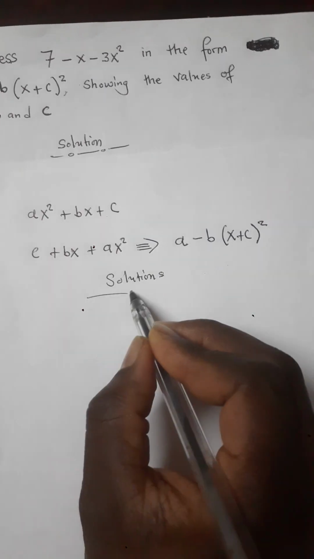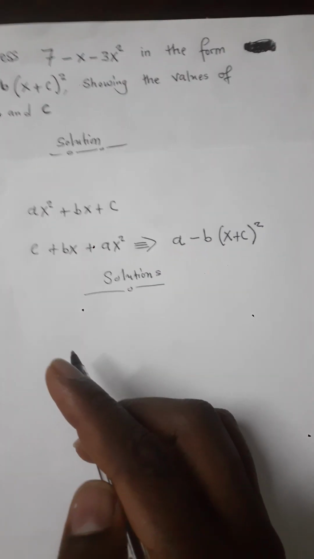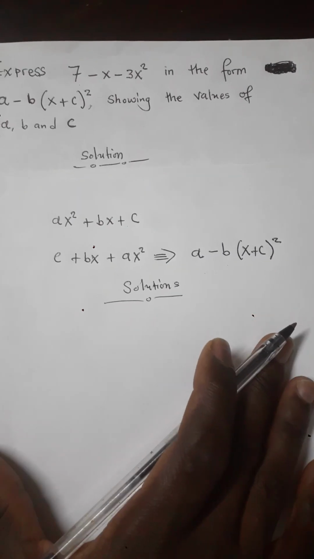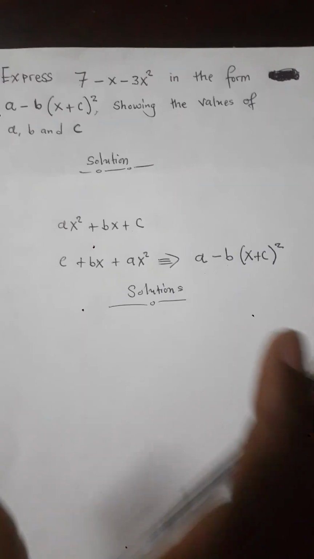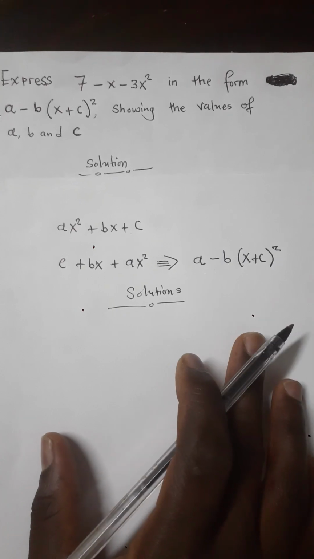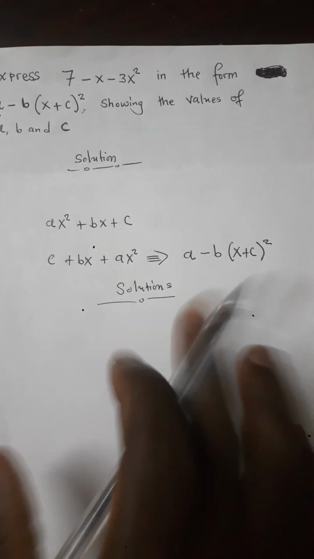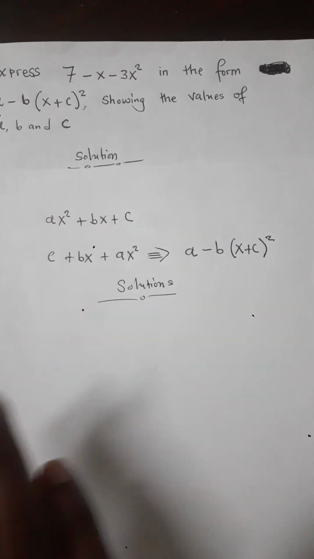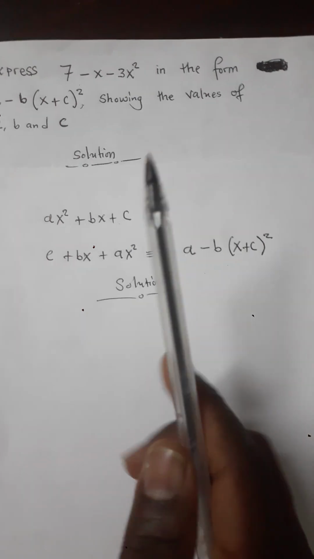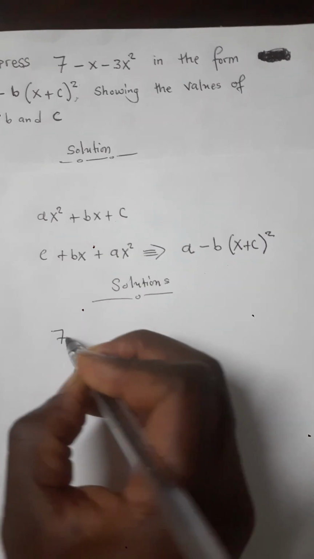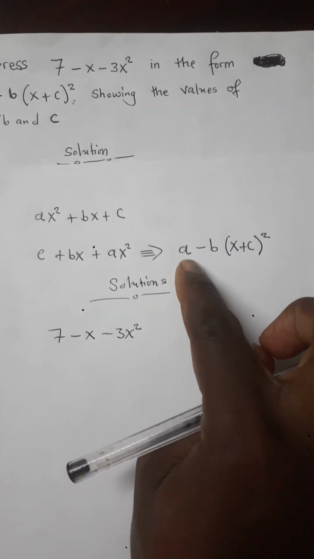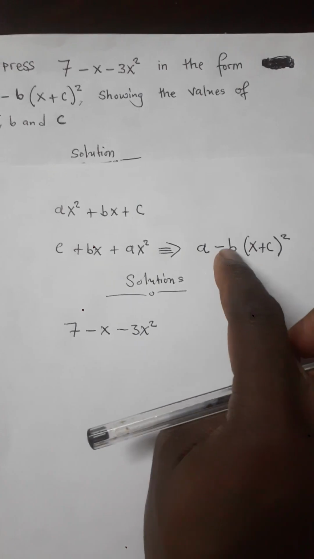I was just using this for illustration for you to understand what you're doing here, because in mathematics, before you attempt any question, you need to understand what the question says and what you need to do, because the question will give you a direction of how to go about it. Quadratic equations are a very big topic, but the question tells you what you need to do. So we are converting 7 minus x minus 3x squared to a form which looks like that.